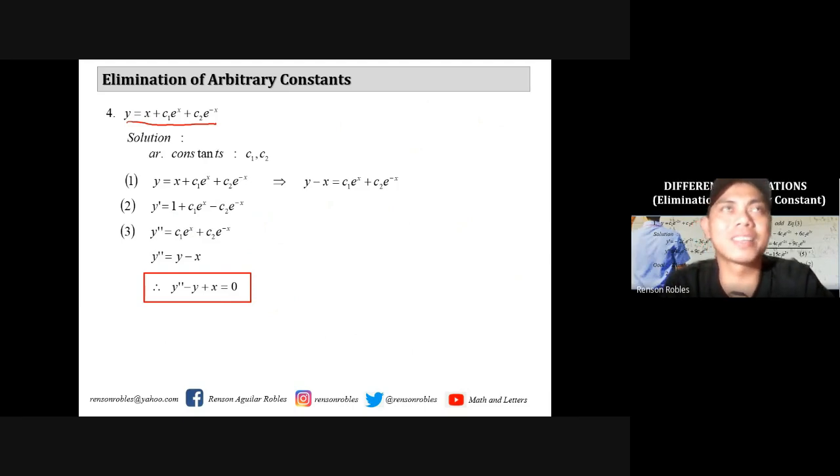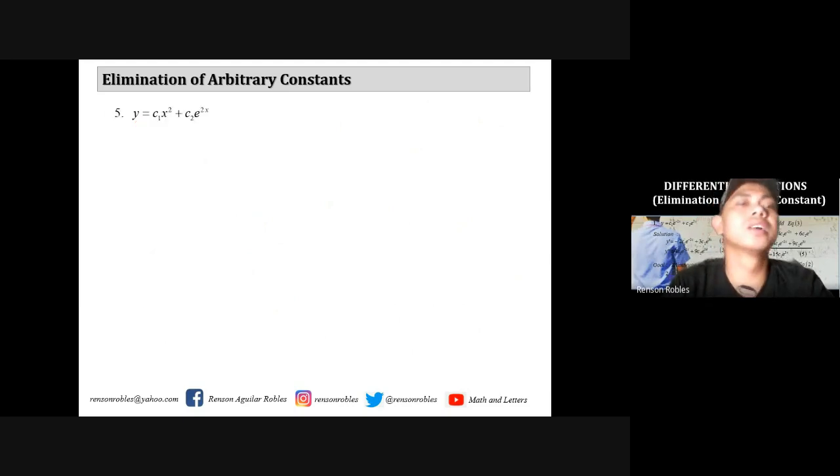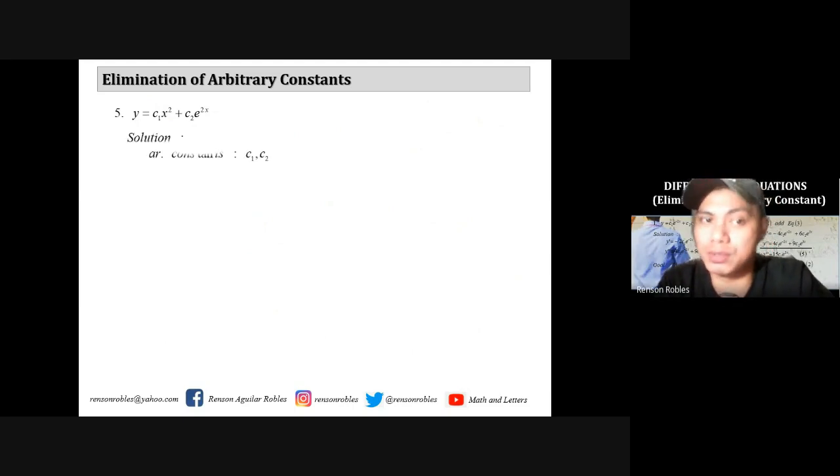Okay, so we did not apply the usual process of elimination, because we just simply used substitution to eliminate the arbitrary constants. Okay, another example. All right, we have y equals c sub 1 x squared plus c sub 2 e to the 2x, and then we have two arbitrary constants again, c1, c2. And then we shall eliminate the C1, C2 to arrive at a differential equation.